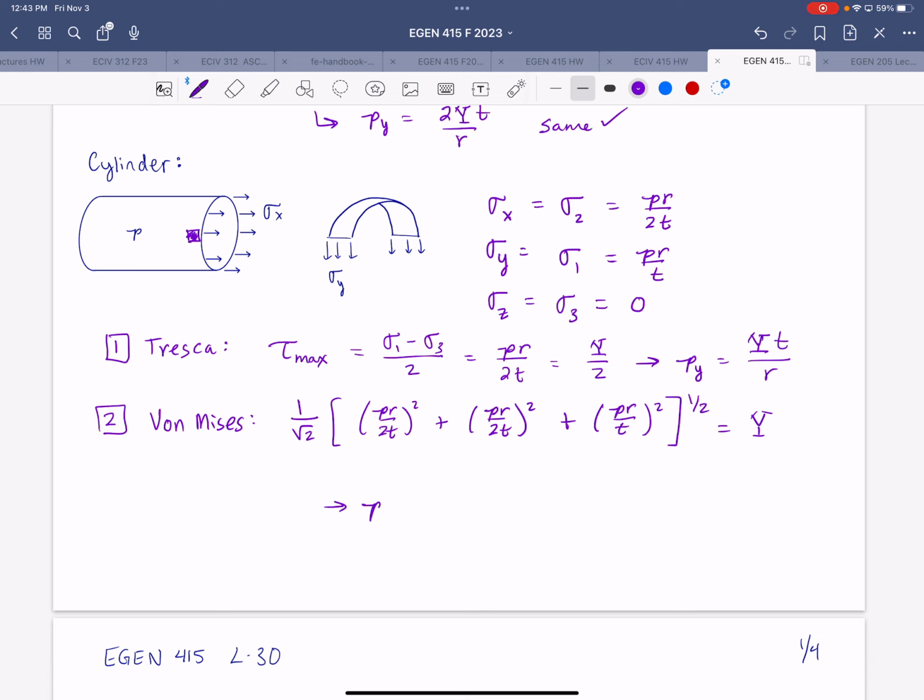And then we have the yield pressure is equal to 2 times the yield stress times the thickness divided by the square root of 3 and R.